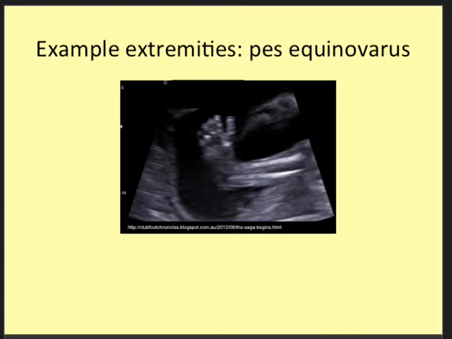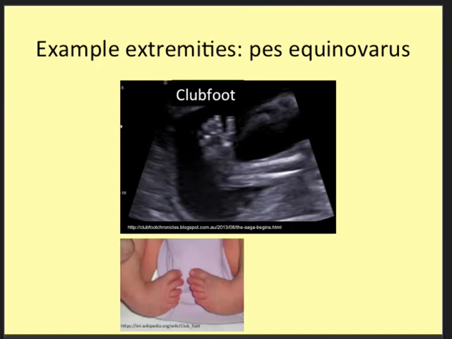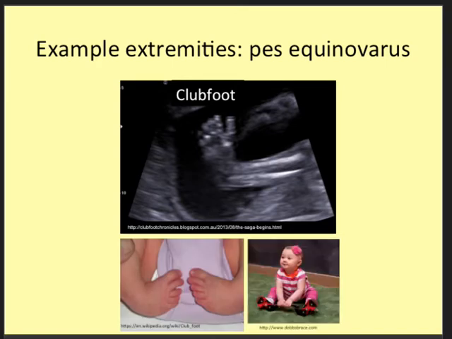Another example here is of the limbs. This is a pes equinovarus or a clubfoot. Look at the direction of the feet and it's clear that the baby has normally 5 toes on the left hand side. This is how it looks postnatally, and the usual treatment is with a brace. So it's important that we offer the parents insight in what to expect after the baby is born, and of course after a while this baby can walk, run and play normally.